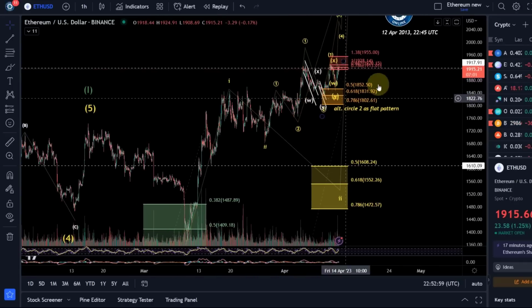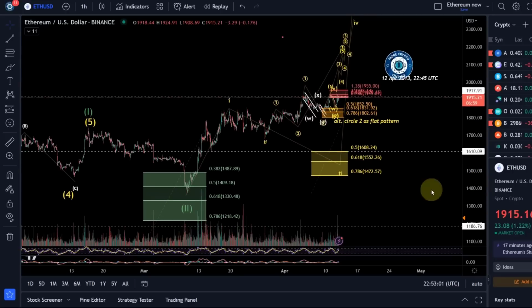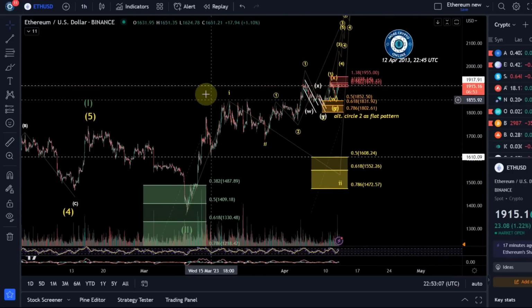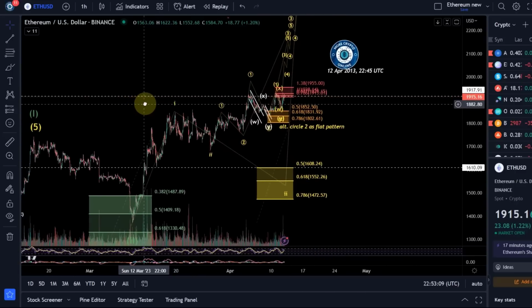So how can we understand that? At the moment, for me, the trend is clearly up, okay? Especially as long as we're holding all the micro support levels and so on. I've got a few ideas here how this can unfold.